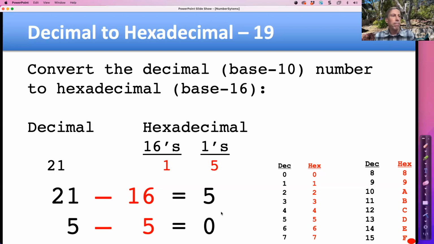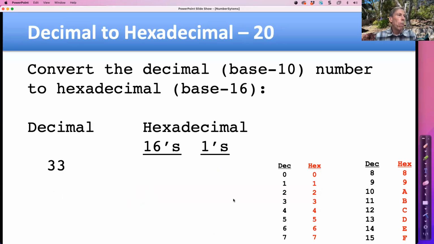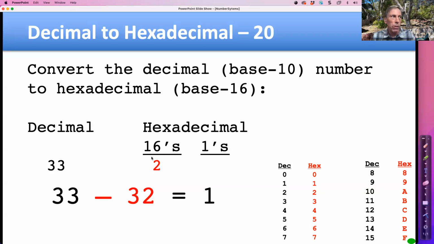Okay, how about this one? What if I owe you $33? How many $16 bills might I give you? Oh, in this case, yes, I could actually give you 2 $16 bills, because 2 times 16 is 32. Now what do I owe you? I just gave you 2 $16 bills. Okay, subtract that from 33. I only owe you $1. So give you 1, and now we're at 0.